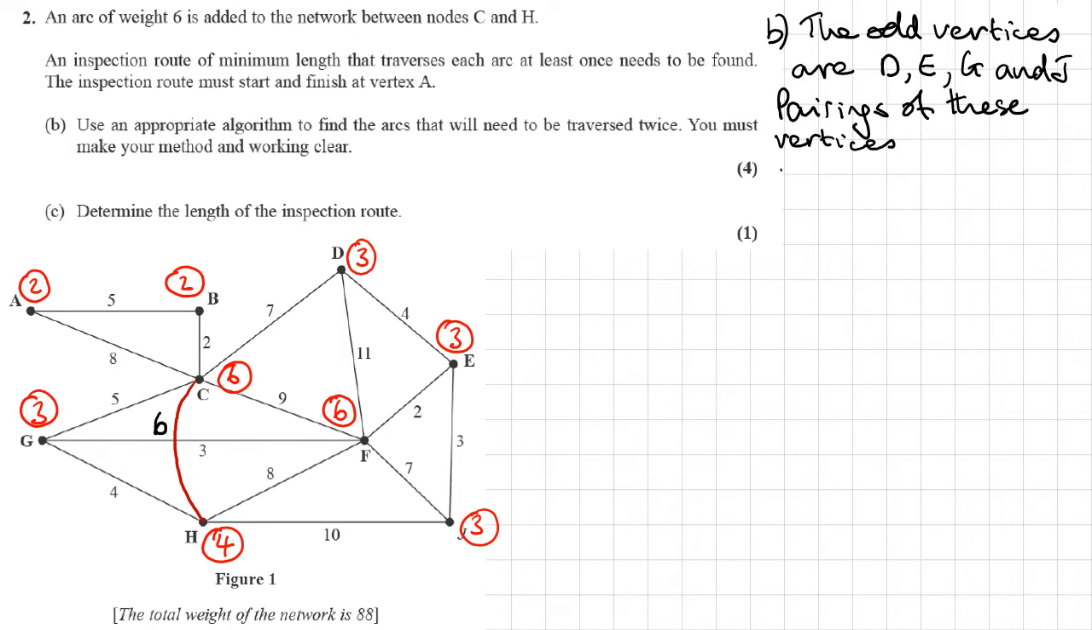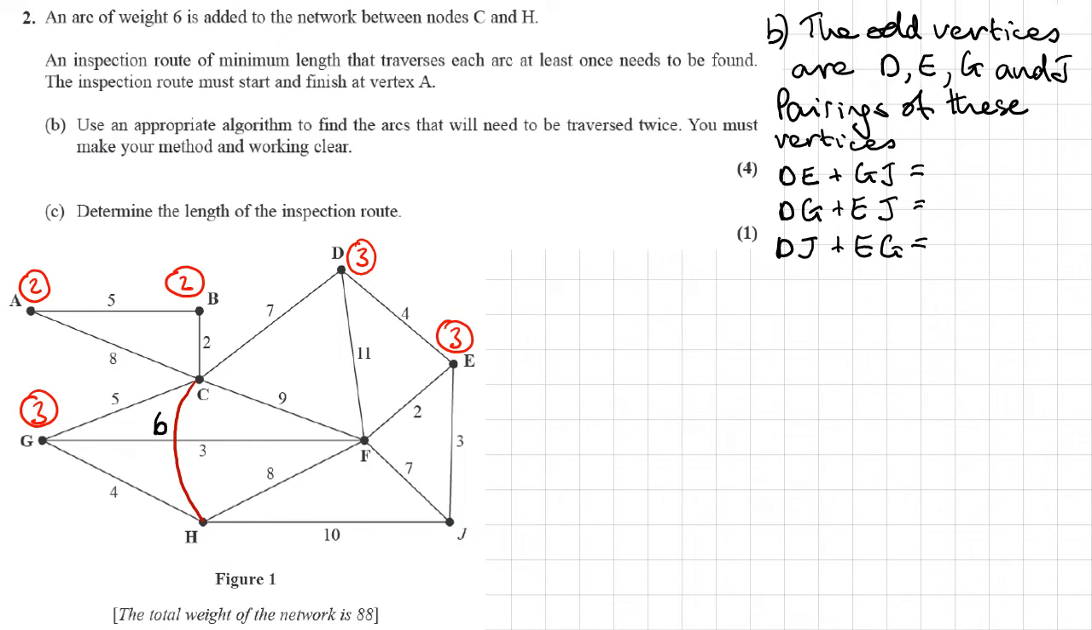and the pairings are going to be D and E, G and J, then D and G, and E and J, and then lastly D and J and E and G. So if you've got 4 odd vertices, you're always going to have 3 pairings. Now what we need to do is to find the shortest routes between these vertices. So let's take all of this off, we don't need these anymore.